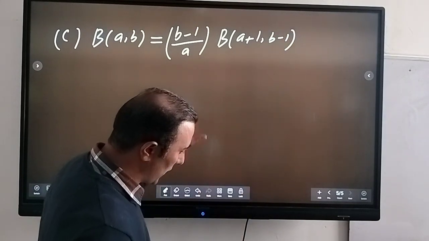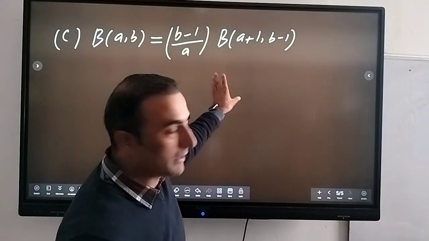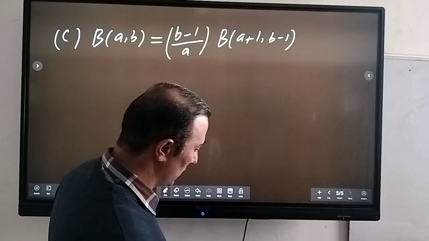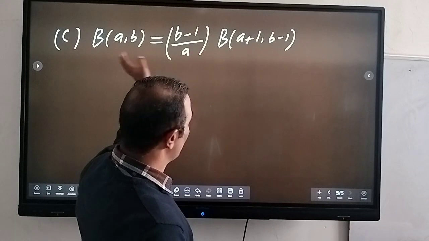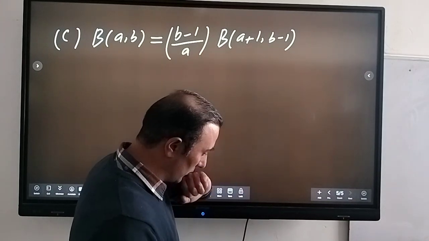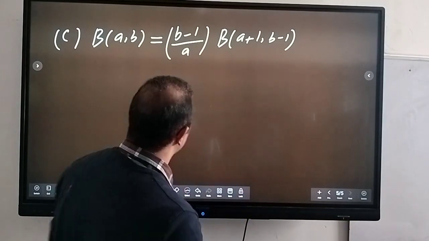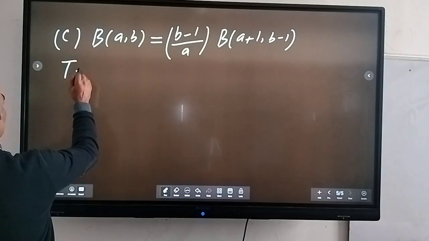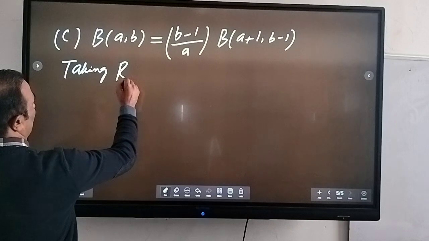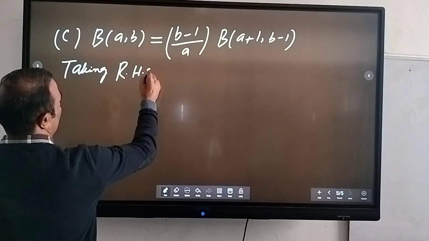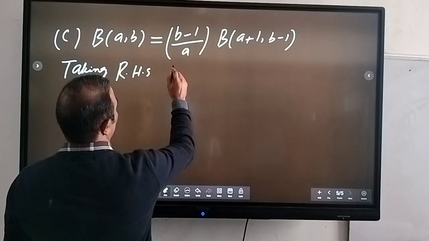Okay, so we need to prove that beta of A, B will be equal to (B minus 1) by A, beta of (A plus 1), gamma (B minus 1). So we need to prove that left hand side equals right hand side. Again I will take my right hand side, so taking RHS. So that is B minus 1.